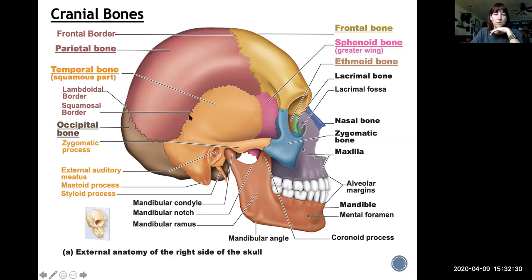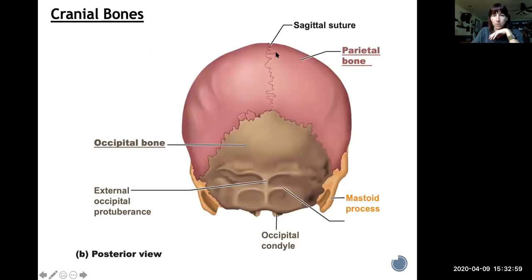And the squamosal border is the border that the parietal bone has with the temporal bone. And then the lambdoidal border is the edge that it shares with the occipital bone. This suture is called the lambdoid suture. I'm assuming that's why it's called the lambdoidal border. This is the frontal or coronal suture. The sagittal suture joins the two parietal bones right here.